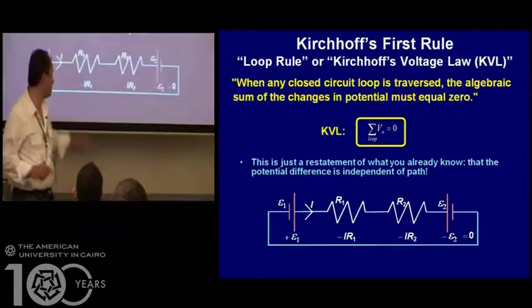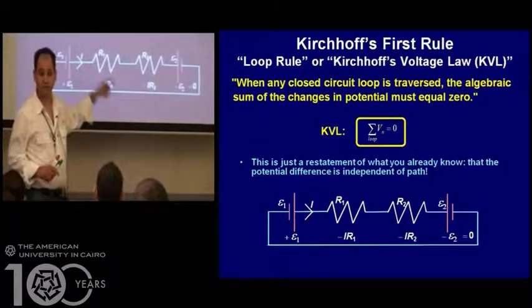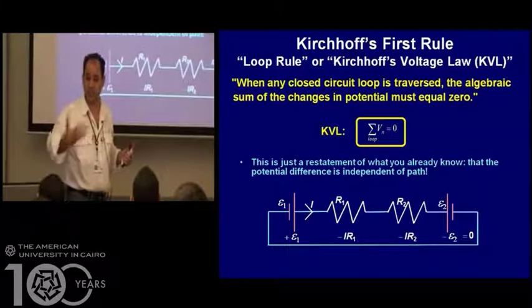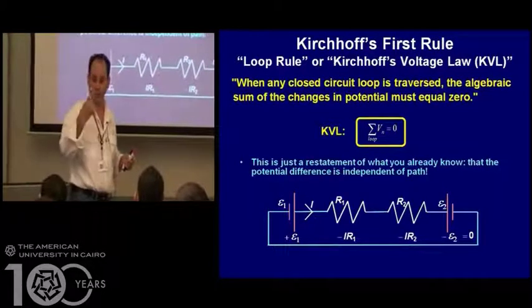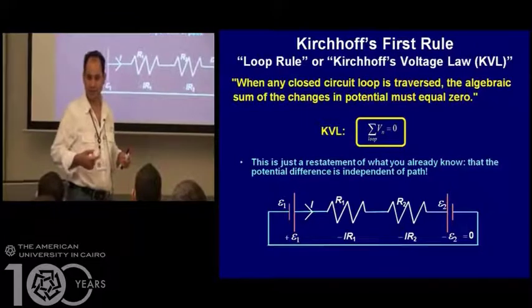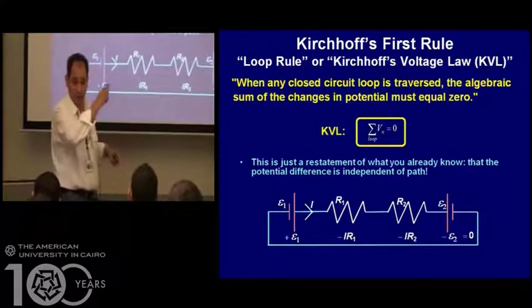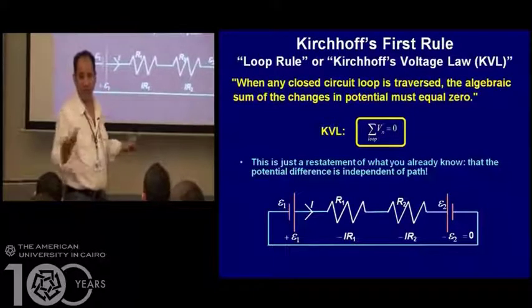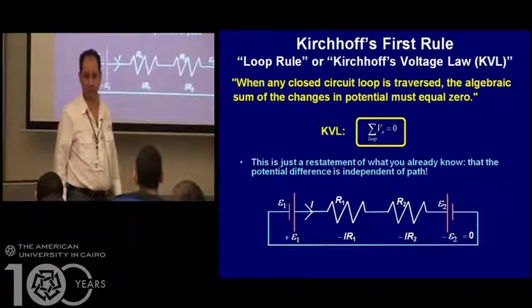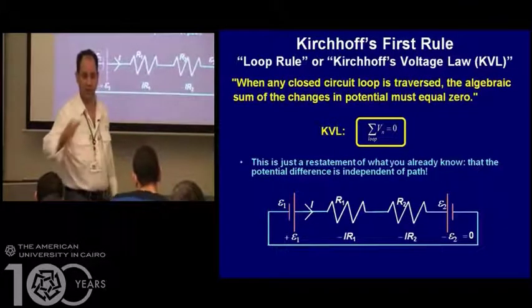It's a loop. We'll study a circuit that has more than one loop in a minute. So for a single loop, if you add all the potentials, they add up to 0. And this is the conservation of energy law.